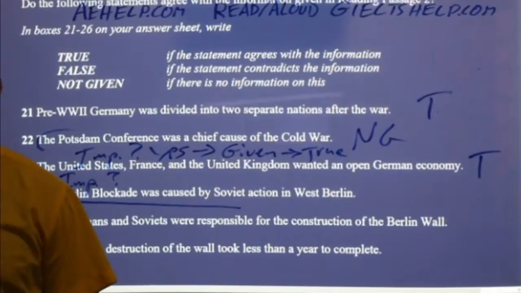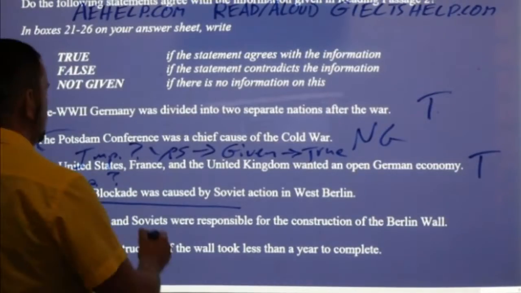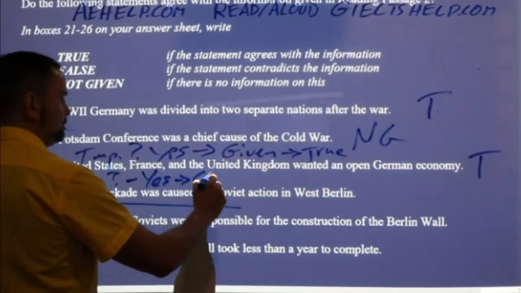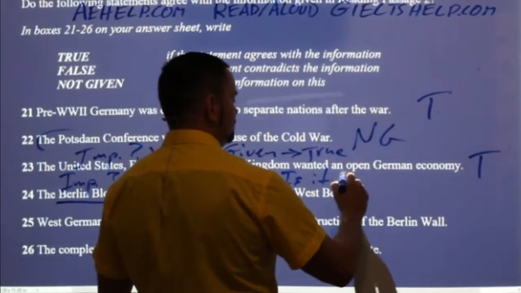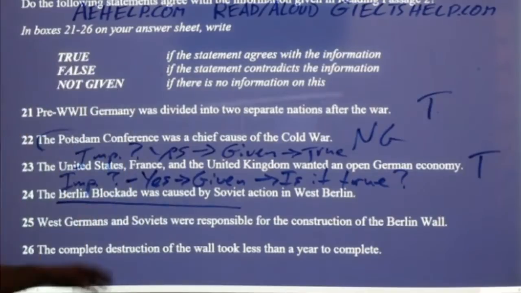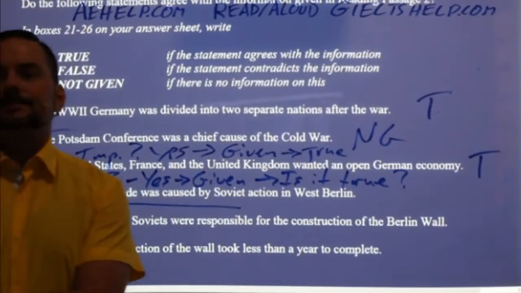Okay. Is it important? Yeah. So Amanjot Kaur says, yeah, I think that's important. So it's important. So yes. So it's given. Okay. So is it true? Is it true that the Berlin blockade was caused by Soviet action in West Berlin?